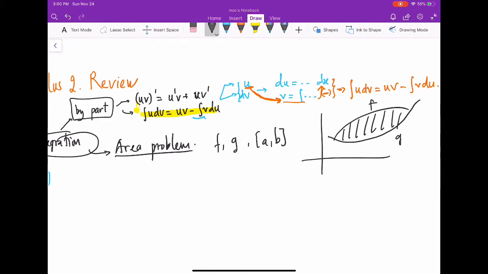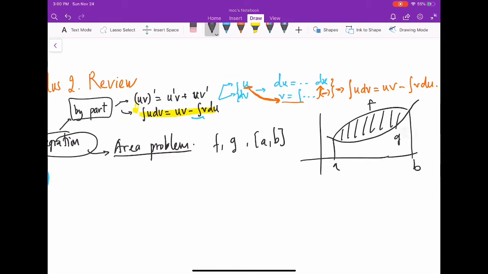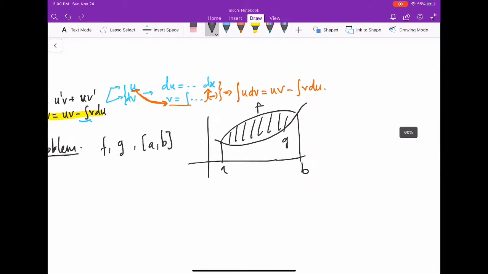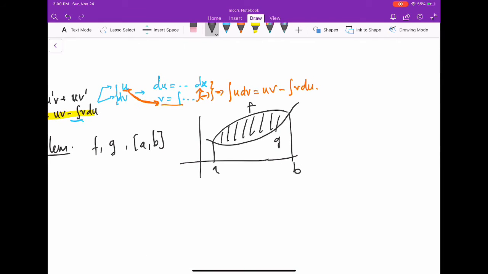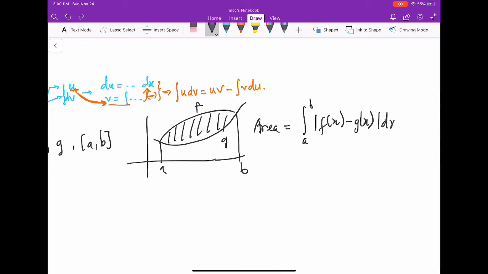This is f, this is g, and here is a, and here is b. So they ask you to find the area of the region enclosed by the curves of f and g. So the area is equal to the integral from a to b of the absolute value of f of x minus g of x dx. I write the absolute value of f minus g in general form because sometimes, if they just give you f and g, you don't know which function is bigger than the other.